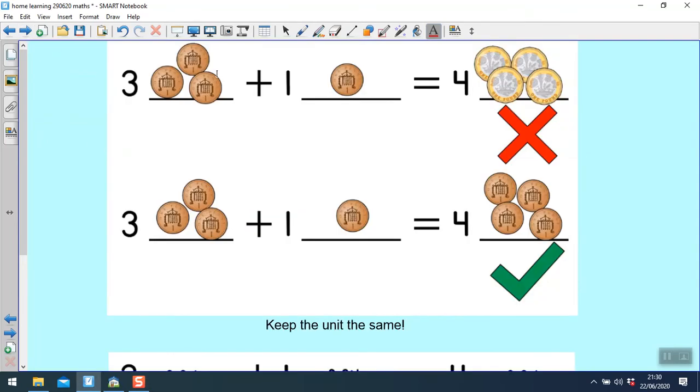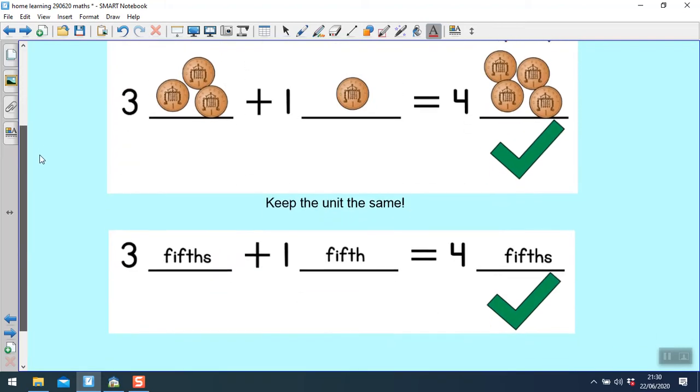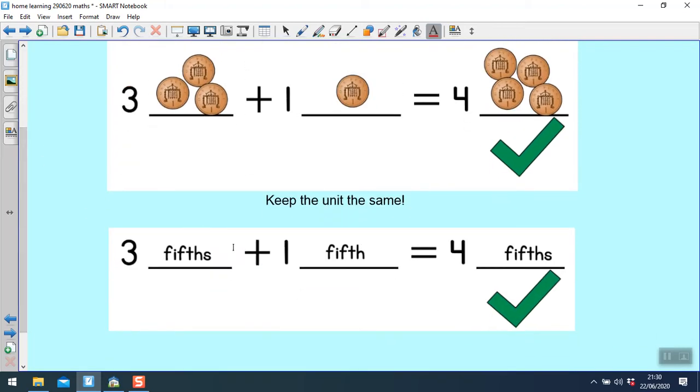Let's have a look at this. So we've got 3 pennies plus 1 penny. Does that equal £4? No. 3 pennies plus 1 penny equals 4 pennies. We've got to keep the unit the same. So pennies is pennies. So 3/5 plus 1/5 equals 4/5. Not 4/10. We don't suddenly just change the unit. It needs to stay at fifths.